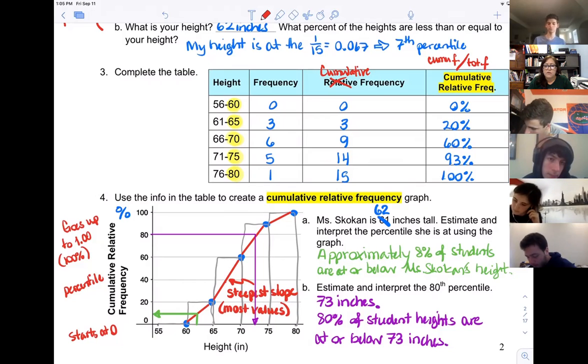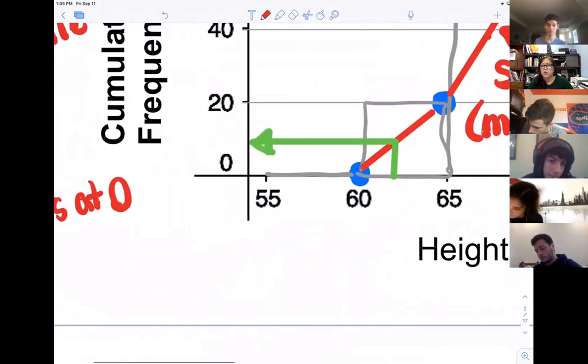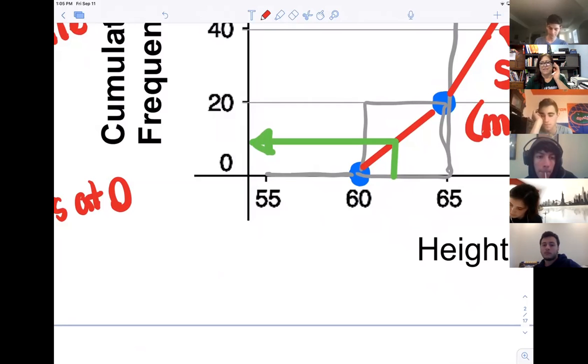Now the question A said Muskoken is 62 inches tall. Estimate and interpret the percentile she is at using the graph. So we start out at the 62 inches tall, so we started out on that horizontal. And if you use 61 because it said 61, it's not a big deal, that's fine. So what you're going to do is trace from the axis upward to the cumulative relative frequency curve. We call things curves, as you know, even if they're straight lines. And then we trace from there across to the axis. When we trace across to the axis, that gives us a percentile value or a cumulative relative frequency value.